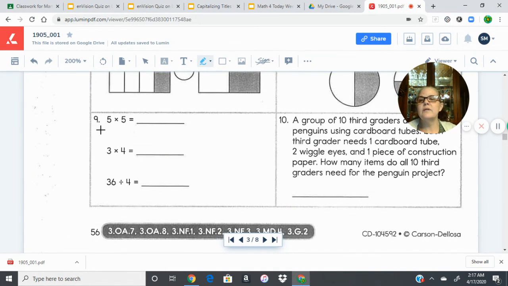And then on number 9, we have some multiplication and a division problem. So 5 times 5 equals what? Skip counting by 5. 3 times 4 equals what? You can skip count by 3. You can skip count by 4. And then 36 divided by 4 equals what? Or what times 4 equals 36?